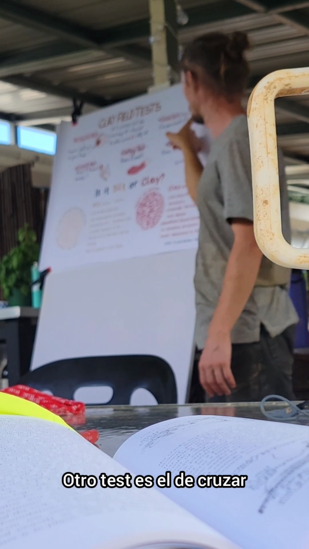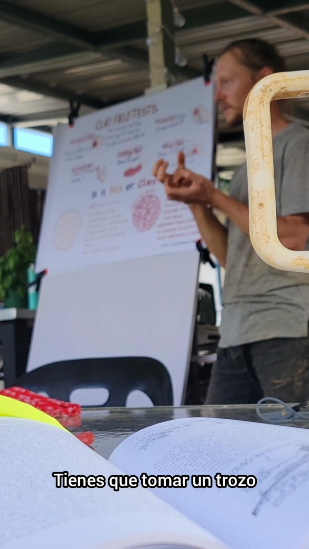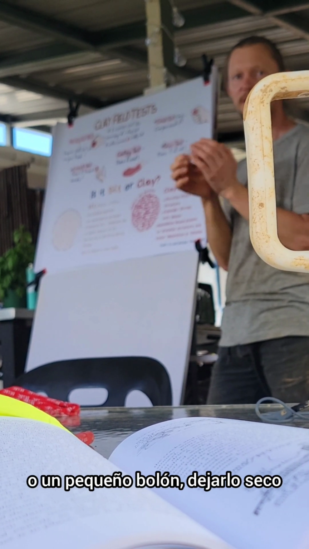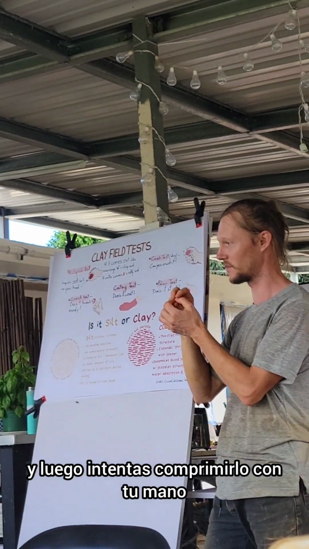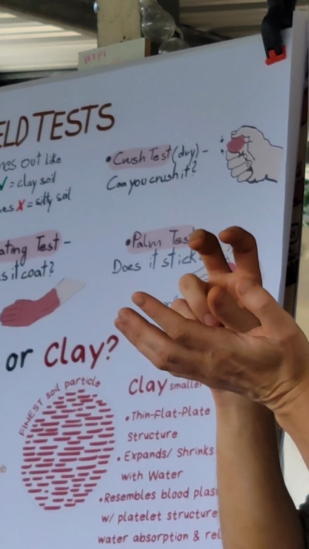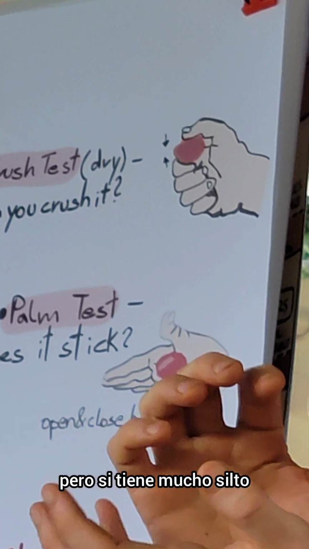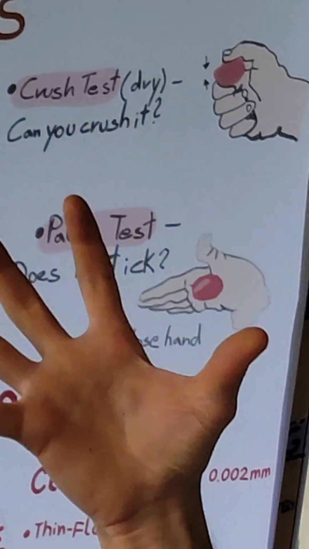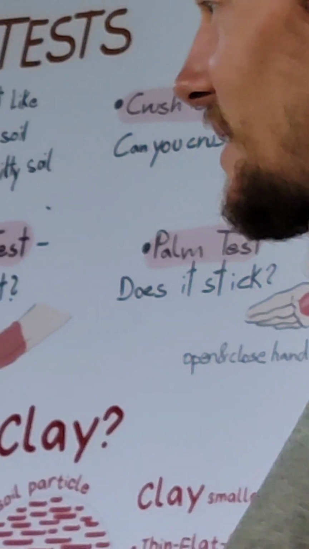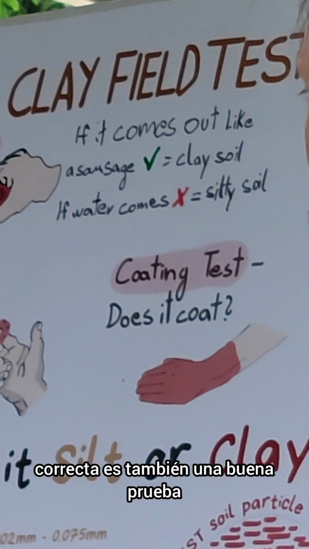Then another test is the crush test. You do it with dry clay: you take a lump or make a small ball, let it dry, and then you try to compress it in your hand. Usually, if it has a lot of clay, it's pretty hard to do, but if it has a lot of silt and sand, it just breaks apart. It kind of explodes.